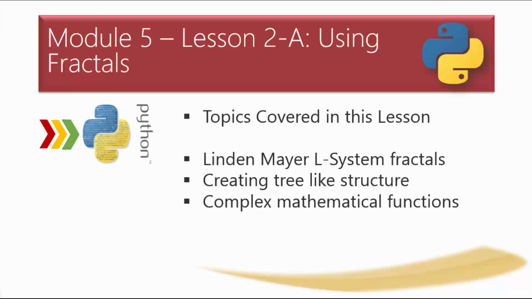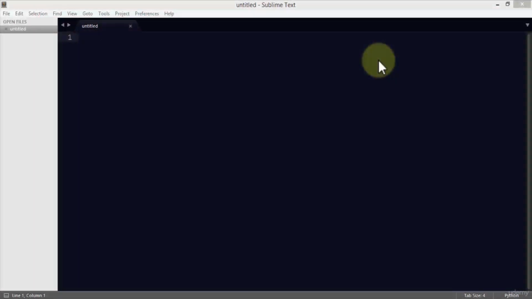It uses the L system to describe the behavior of plant cells, for example, and to model the growth processes of plant development. So since we're talking about plants, I'm going to demonstrate how to create a tree in Python using the L system. So let's jump right to the code.